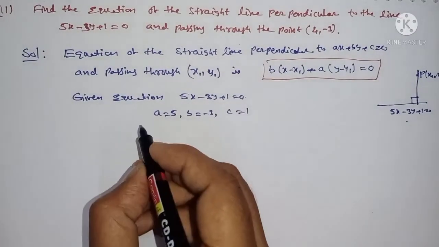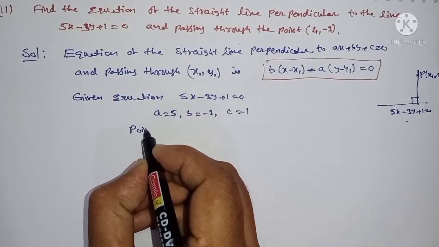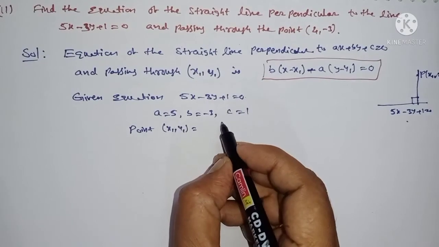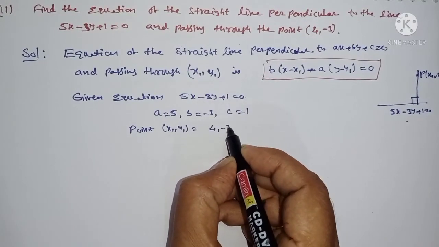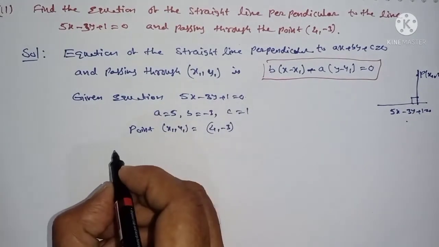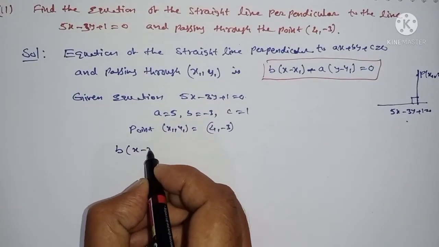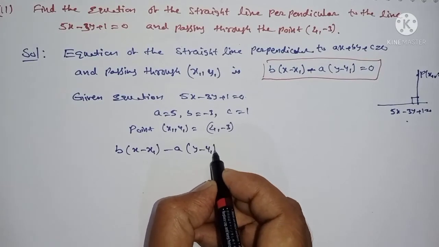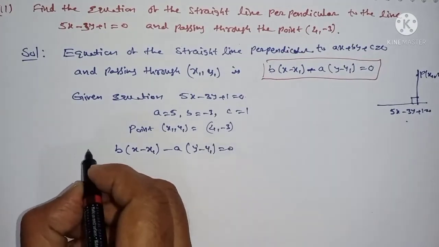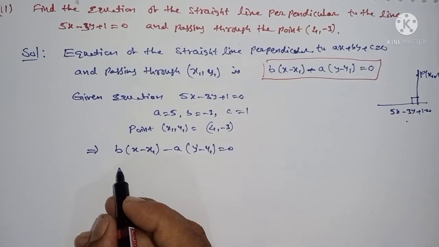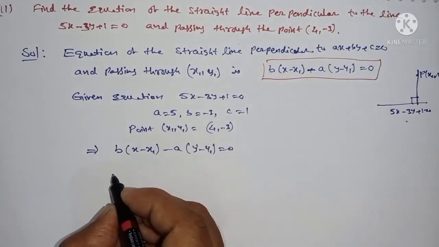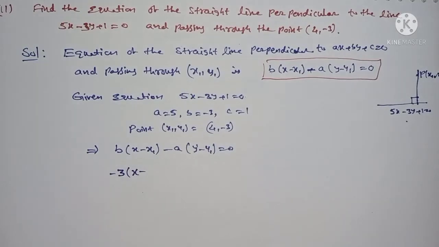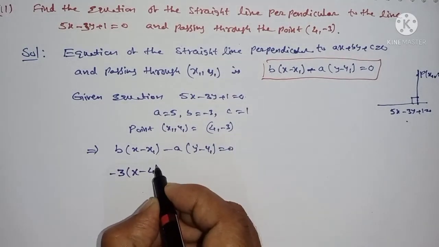Again a point is given: x1, y1 is equal to 4, minus 3. Then apply the formula: b of (x minus x1) minus a of (y minus y1) is equal to 0. This is the formula. b is nothing but minus 3, and x minus x1 is 4.